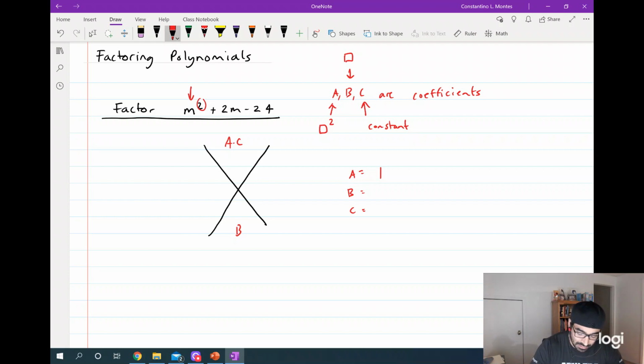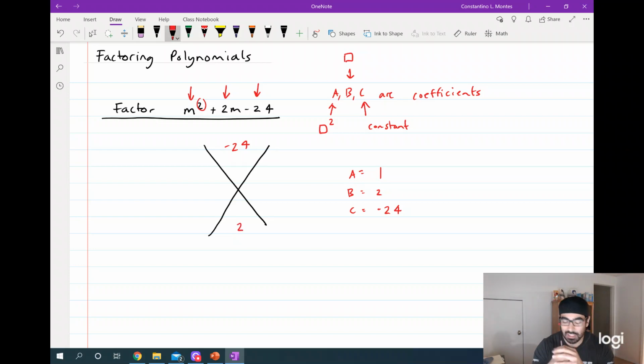C for us here is the constant, so it's the number that's here, so it's negative 24. Notice that I took the negative with that number, and then B is going to be 2. That's this one right here, and I know B is 2 because that's the linear term, and it's the variable with no power attached to it. Well, there is a power, but the power is 1. We just leave that off. So A times C will be 1 times negative 24, which is negative 24, and B is just 2.